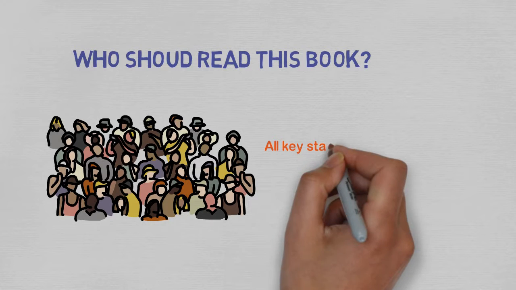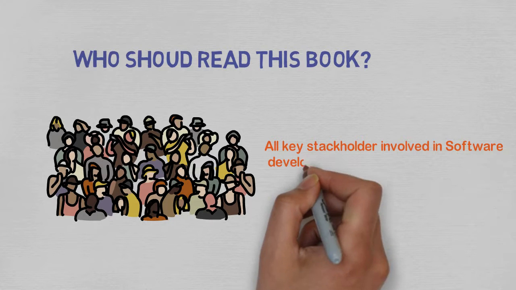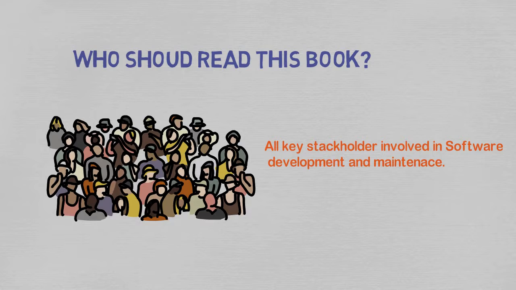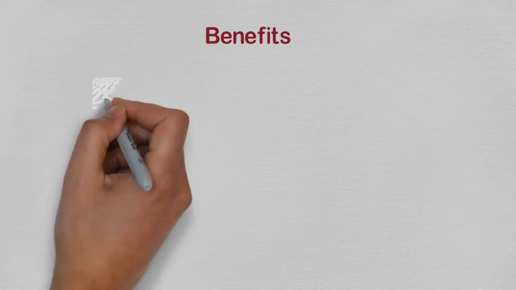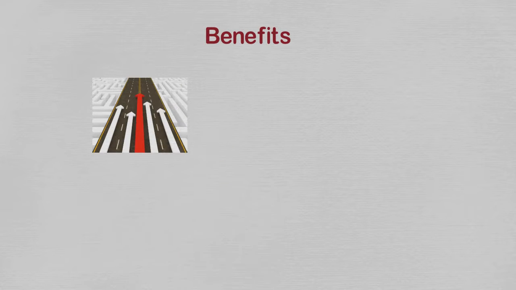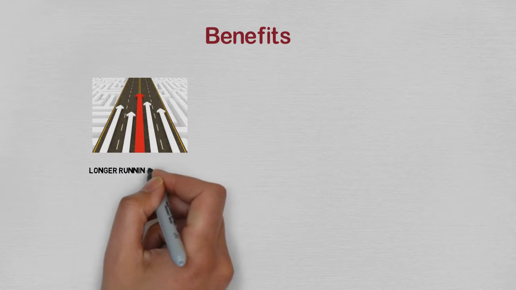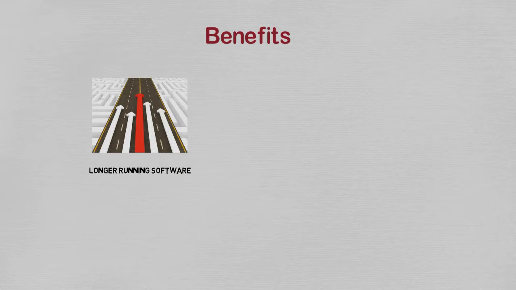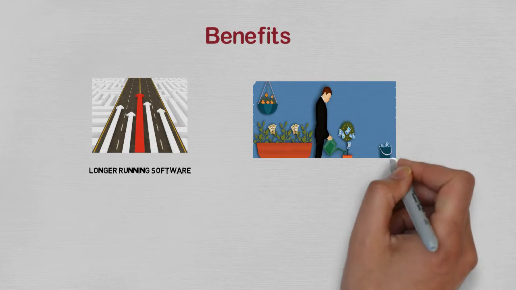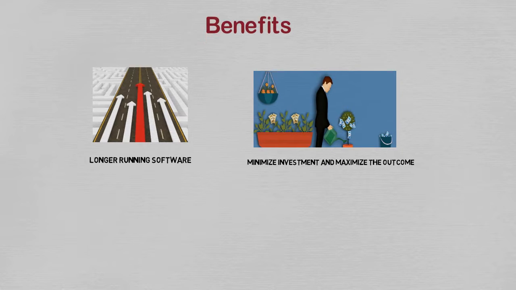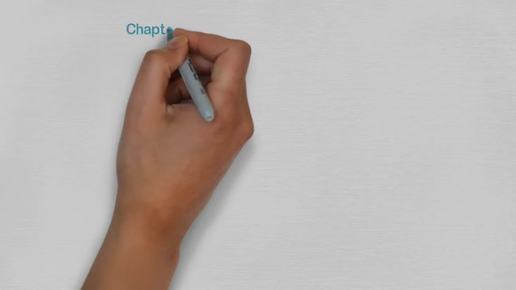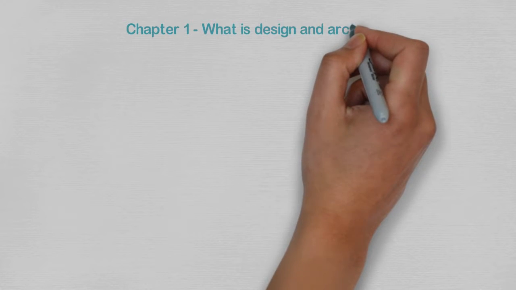He mentions in his first lines that all the key stakeholders involved in the development life cycle should read this book. And what is the benefit? You will understand the benefit of having architecture in your application, how you will build software which will run for the longer term, and how you will get the return on investment for the business user.